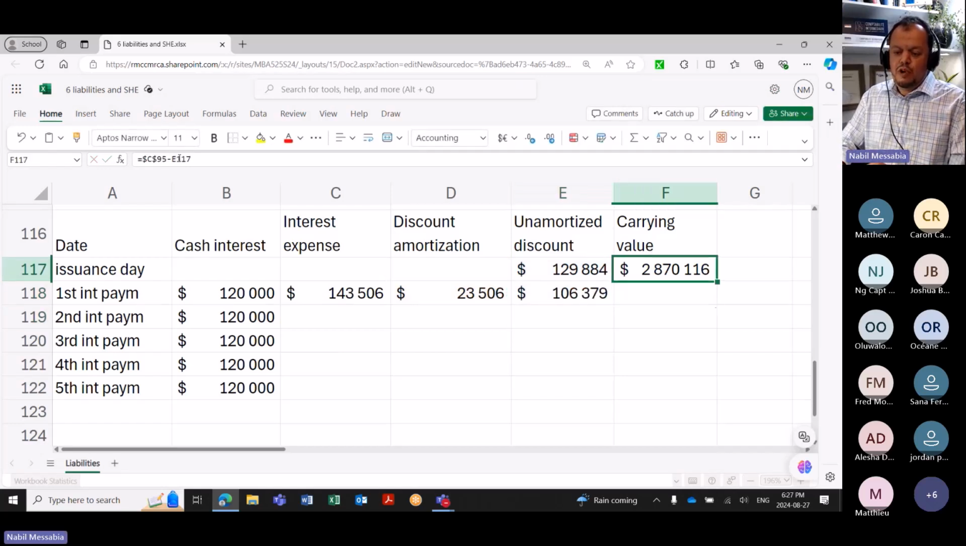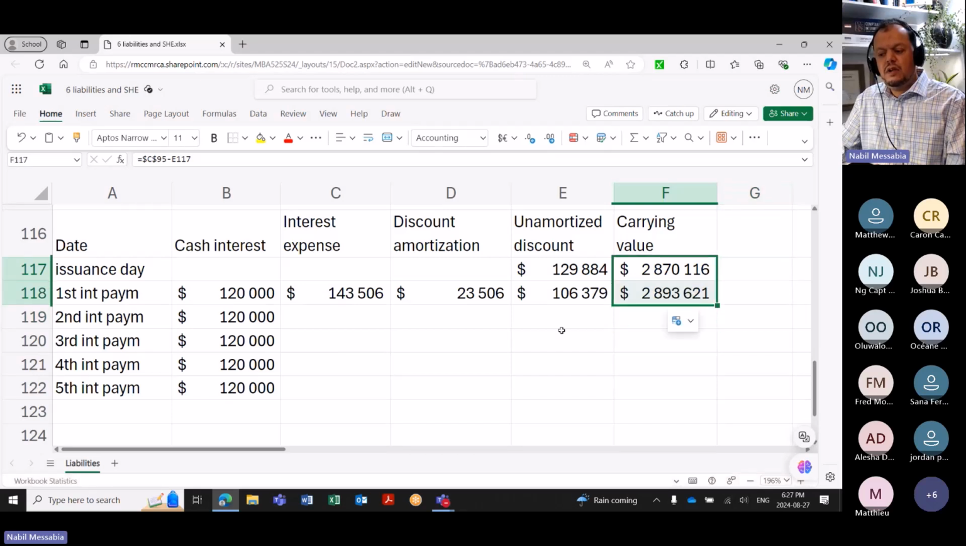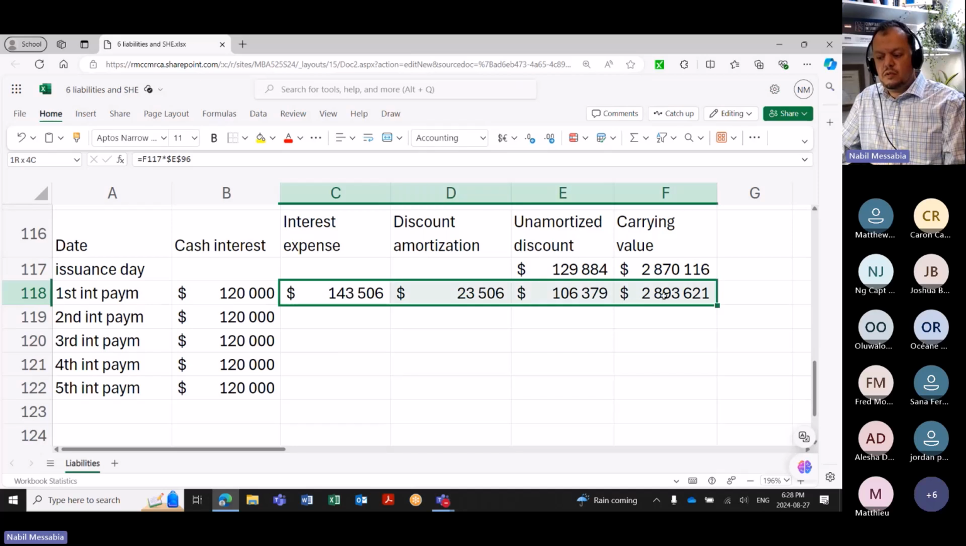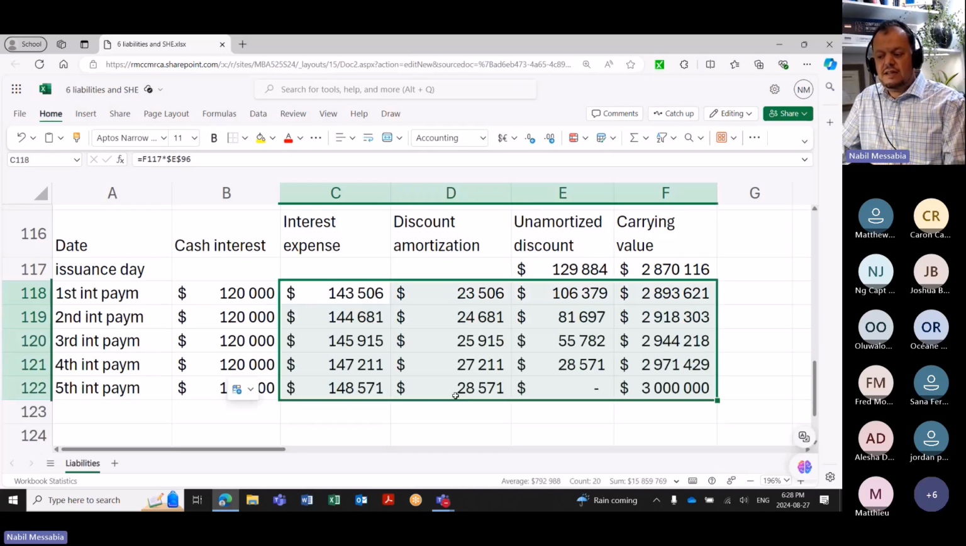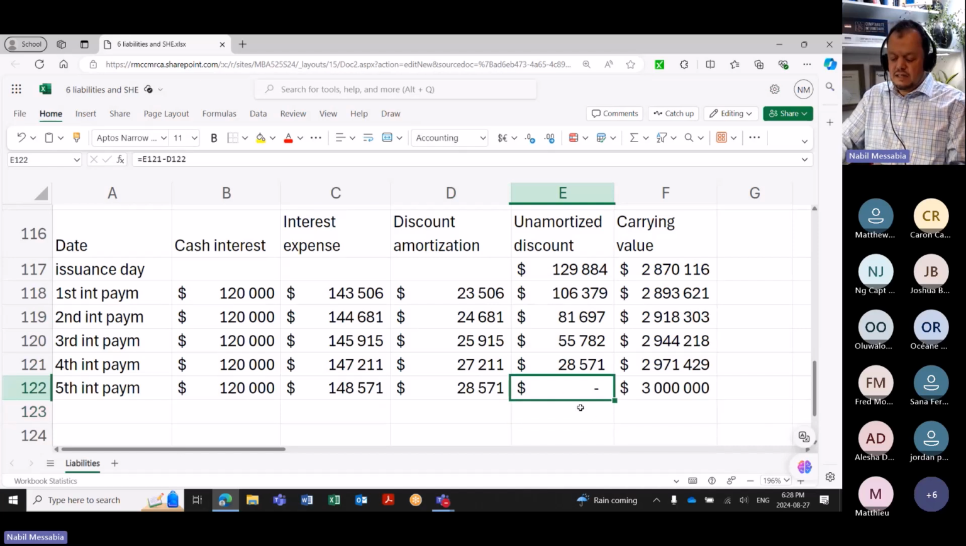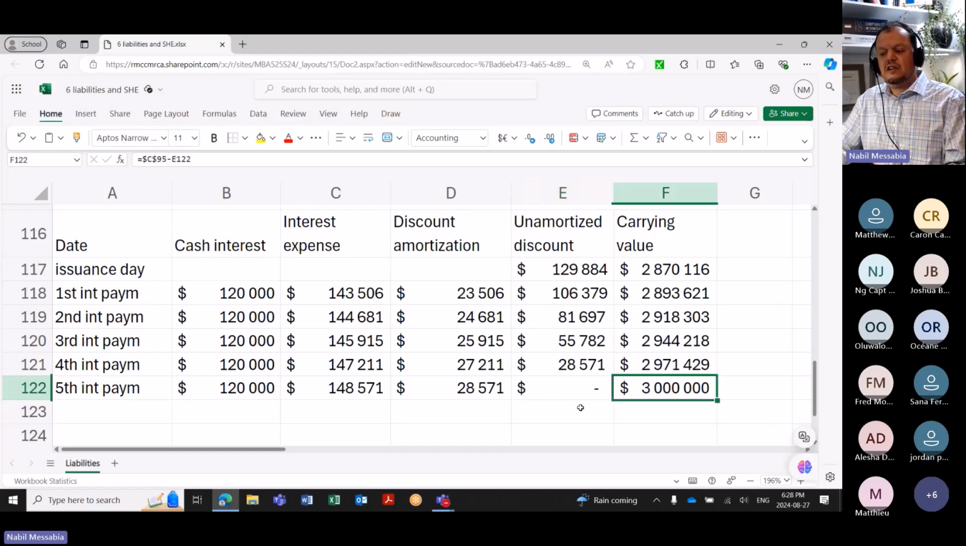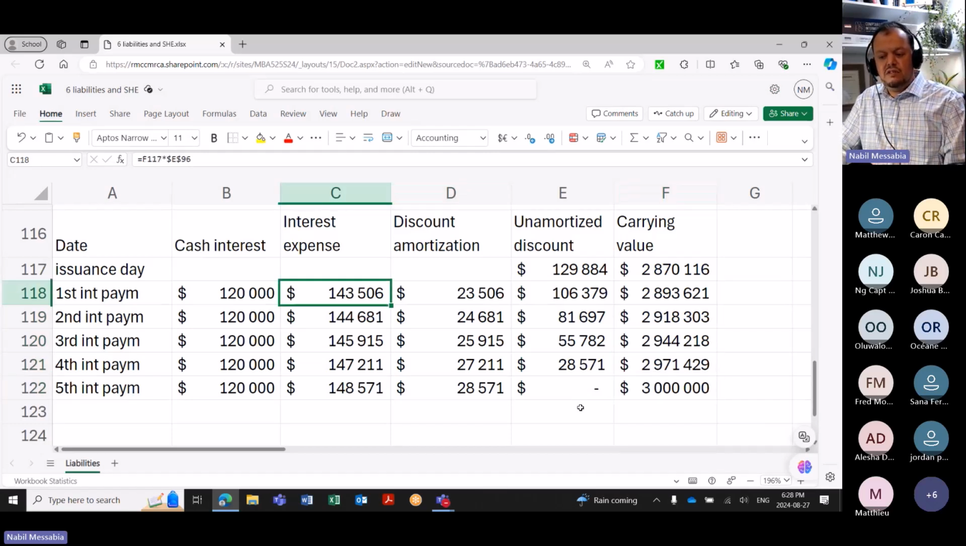And then we keep always the same formula for the carrying value. The carrying value is always equal to the par value minus the unamortized discount. And we keep going this way for 5 years until, as you can see, on the maturity day with the 5th payment, we will amortize all of the discount, 0 discount unamortized at that point. And the carrying value will increase progressively until at the maturity day it comes to 3 million. And this is what you need for your amortization.